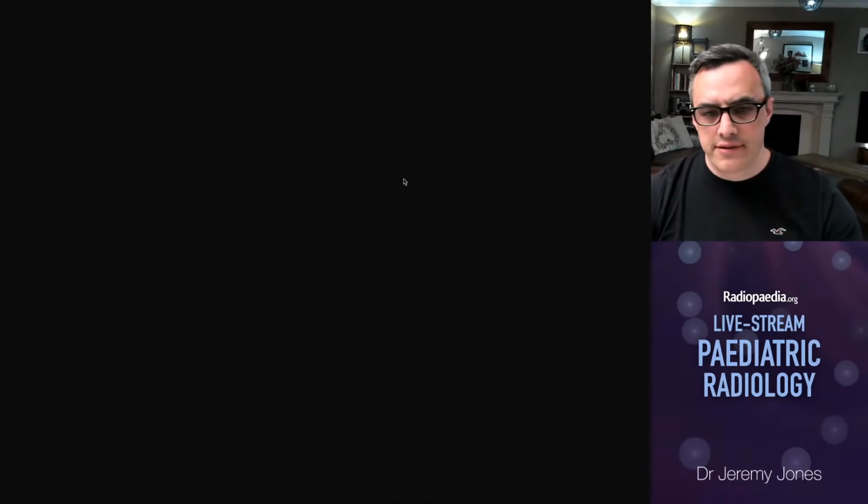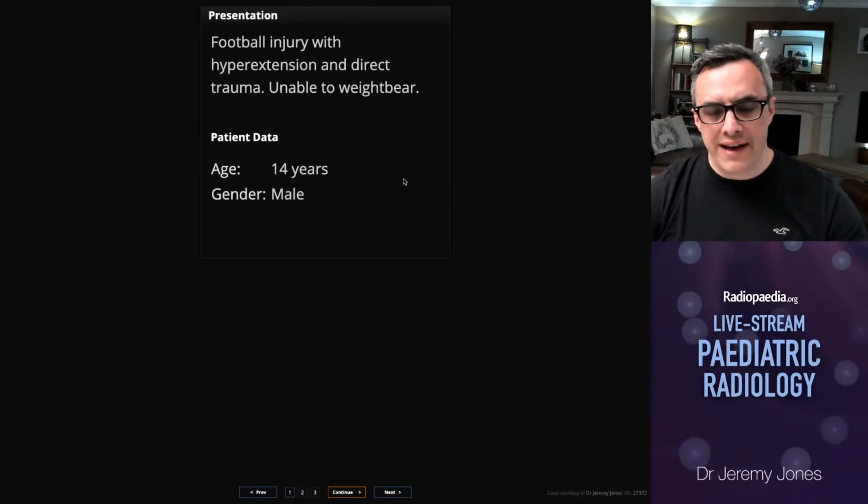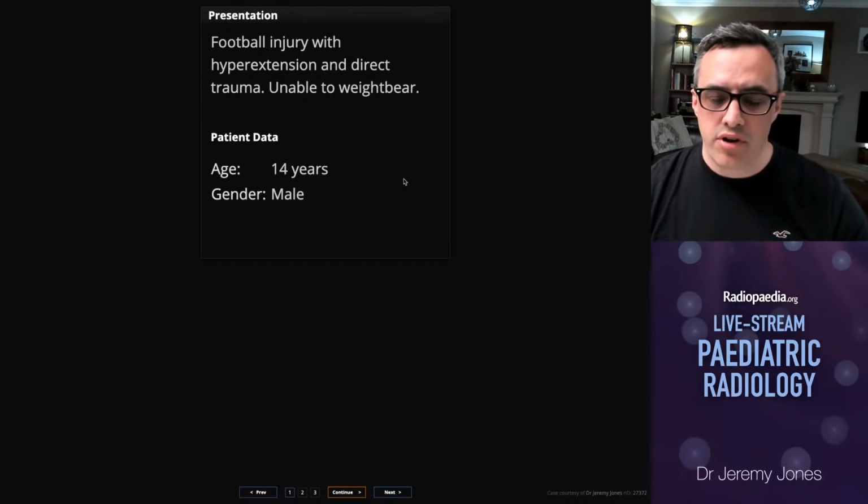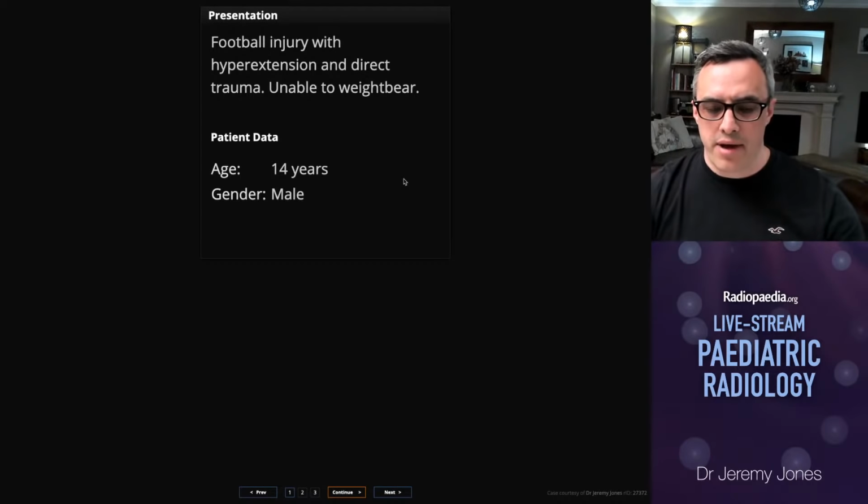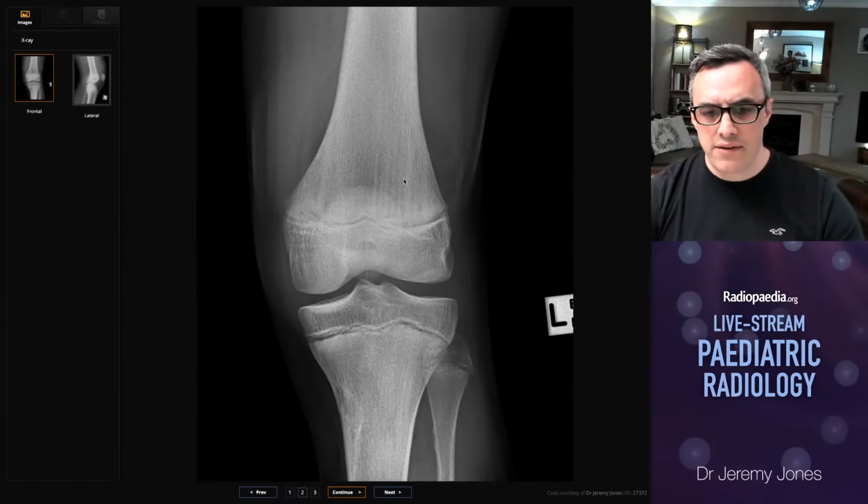Our first case is of a lad with a football injury. He's coming to ED with a hyperextension injury, some direct trauma. He can't weight bear. To be honest, most 14-year-old boys, when they get injured at football, can't weight bear either. You've seen them rolling around on the floor. But this guy gets his X-ray, and this is the X-ray that I showed you in the page.